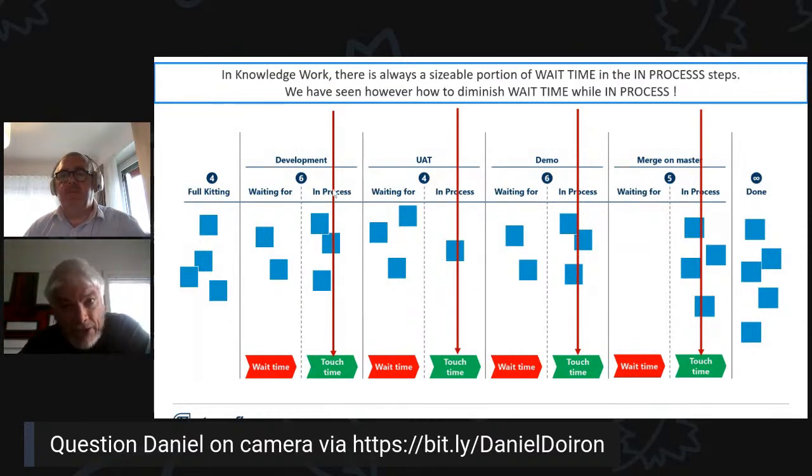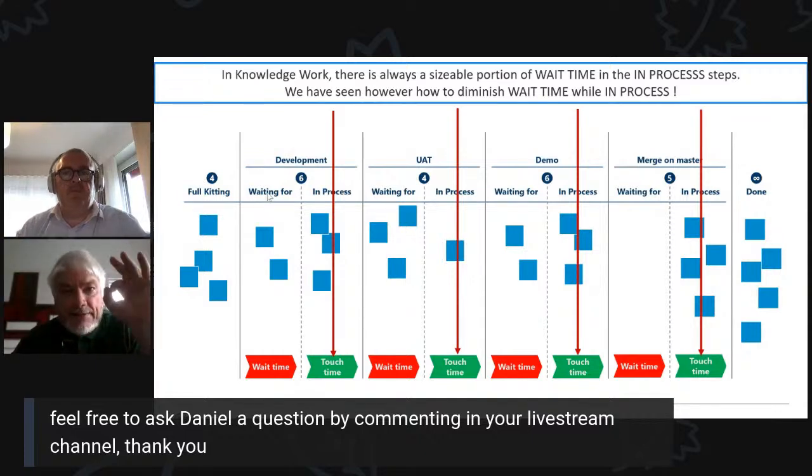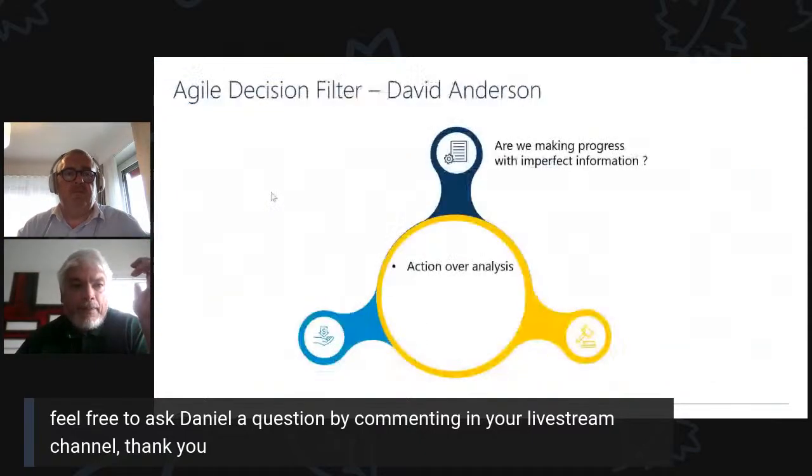So you can manage it. The wait time is always wait time. It's pure wait time. It's 100% wait time, and it's a precise metric. We're going to see the agile decision filter by David Anderson.